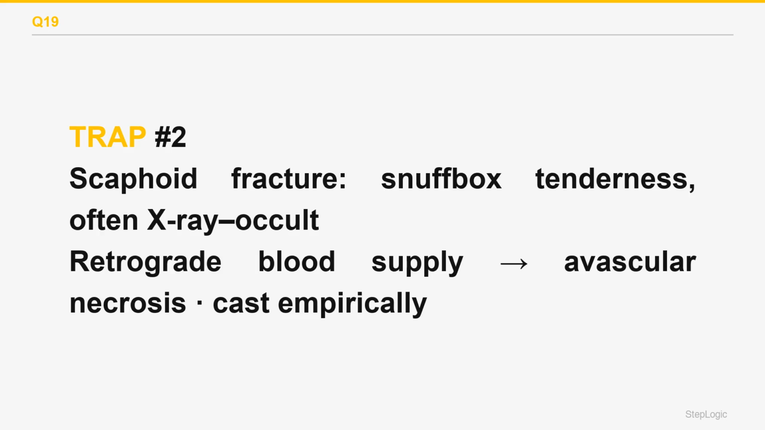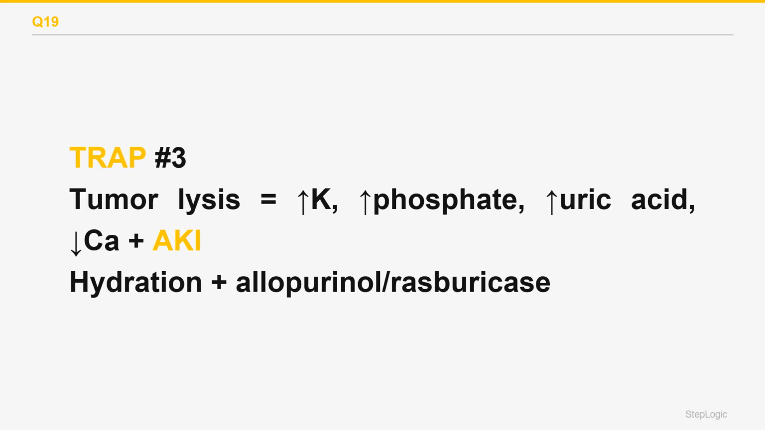Trap 2. A fall on an outstretched hand with snuffbox tenderness is a scaphoid fracture until proven otherwise. It is often invisible on early X-rays, so cast empirically. The retrograde blood supply risks avascular necrosis. Trap 3. Tumor lysis syndrome. After chemotherapy, a high turnover tumor releases potassium, phosphate, and uric acid, lowering calcium and causing acute kidney injury. Prevent with hydration, allopurinol, or rasburicase.